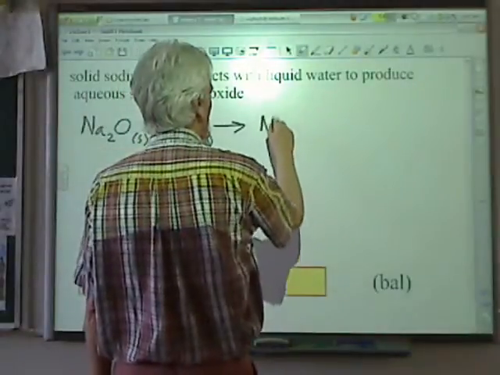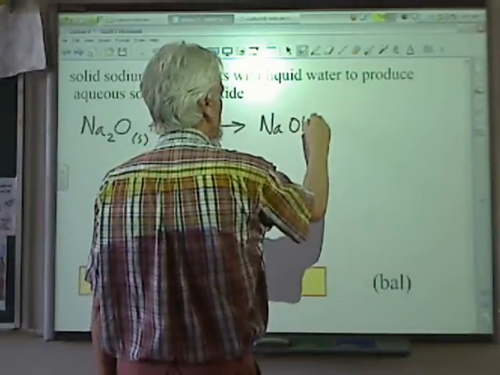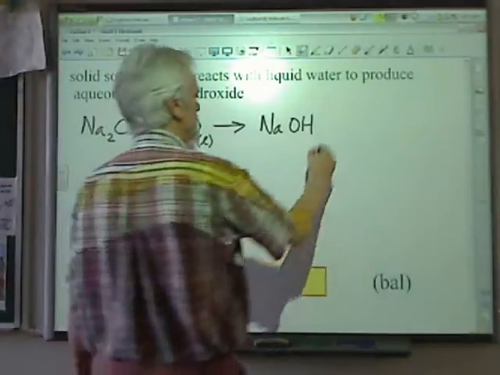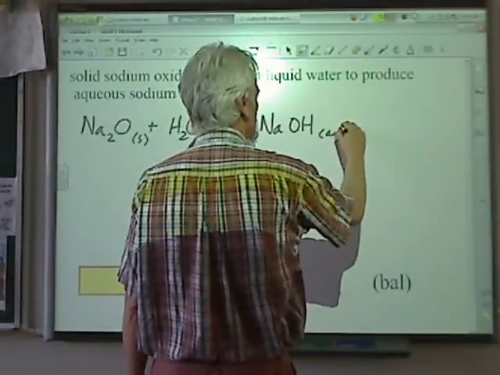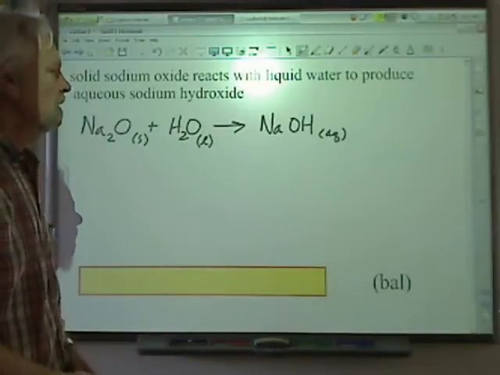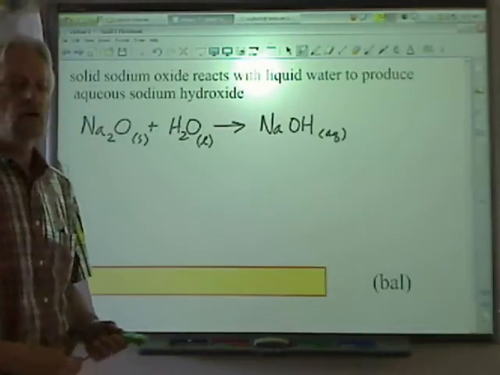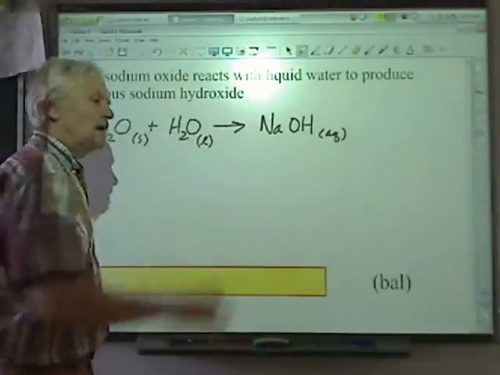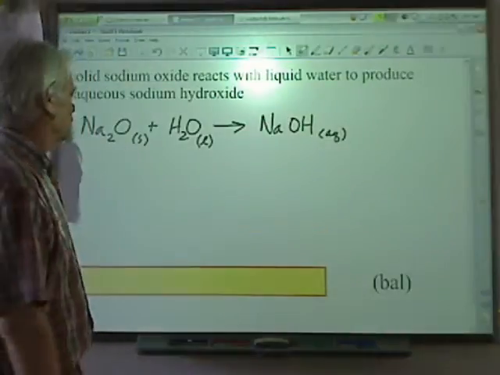Sodium hydroxide, NaOH. Hydroxide is a 1 minus polyatomic ion, sodium a 1 plus ion, in aqueous solution there. And there's our chemical equation, where everything is written in the correct form. Once again, we never worry about the amounts until we've got everything written in the correct form.